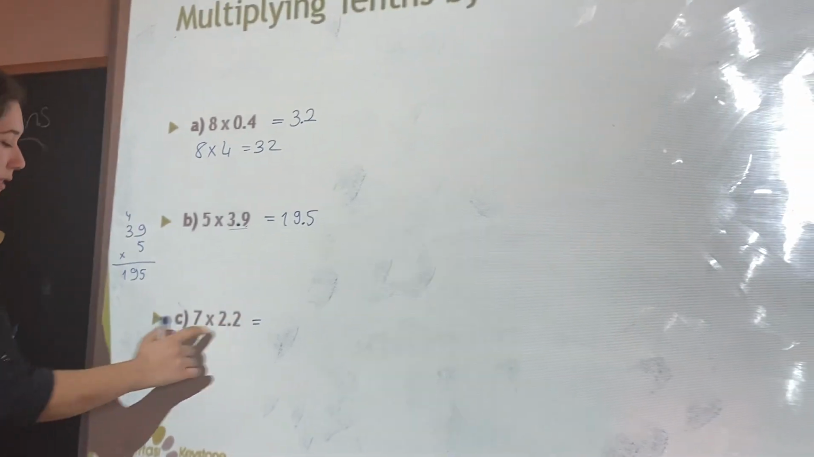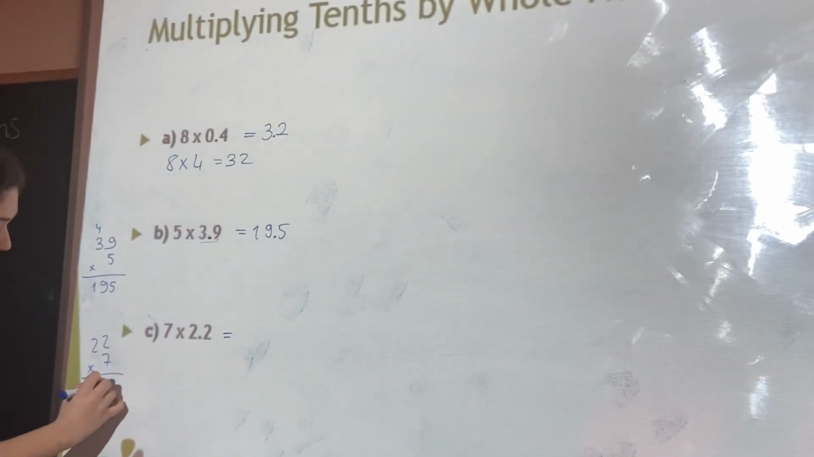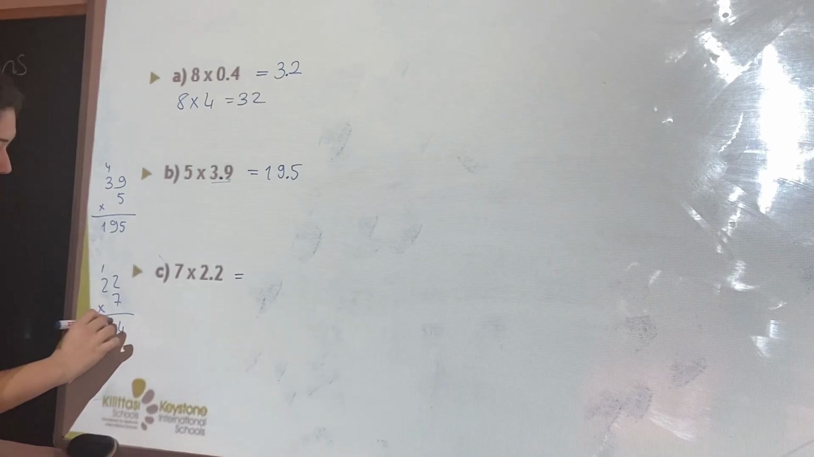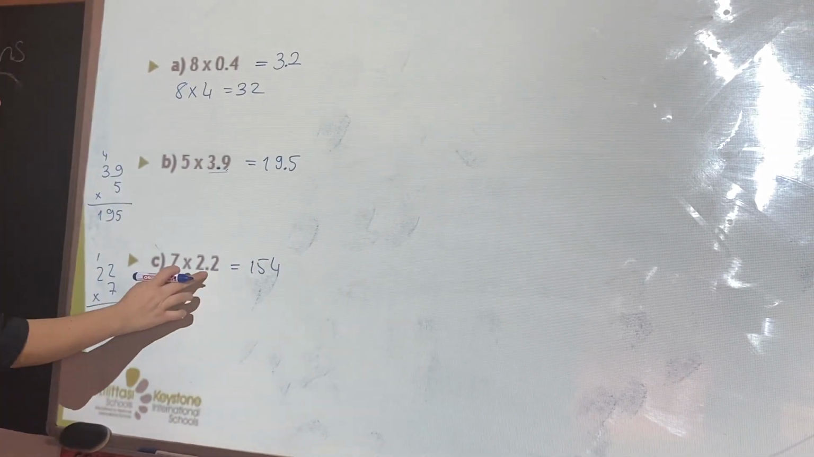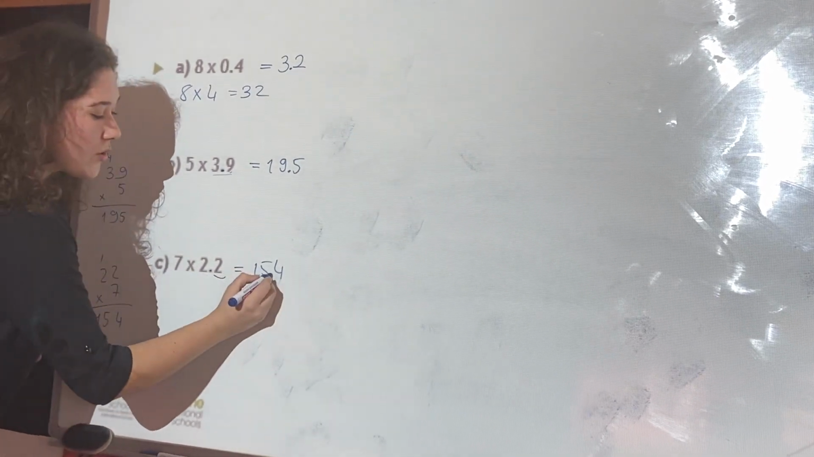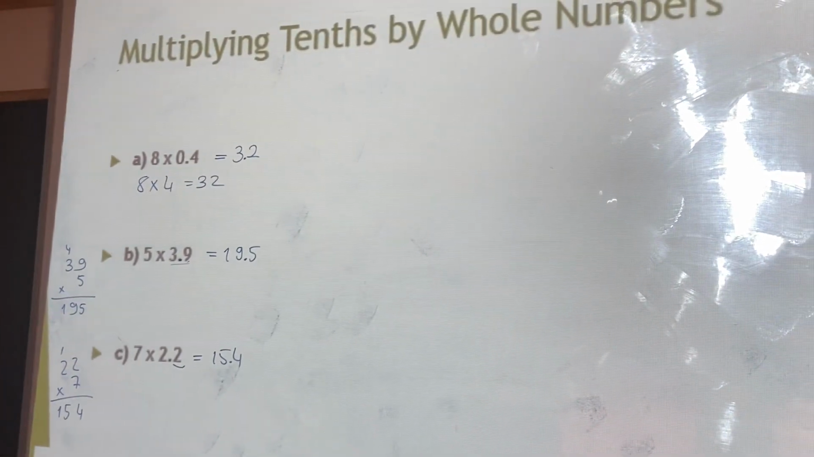Again, with the same idea, I'm going to do 22 times 7. 2 times 7, 14. 1 on top, 2 times 7, 14 plus 1. It's going to be 154. Let's decide where we should put the decimal point. It's here. It has one digit after it. So I have to put it in between 5 and 4.